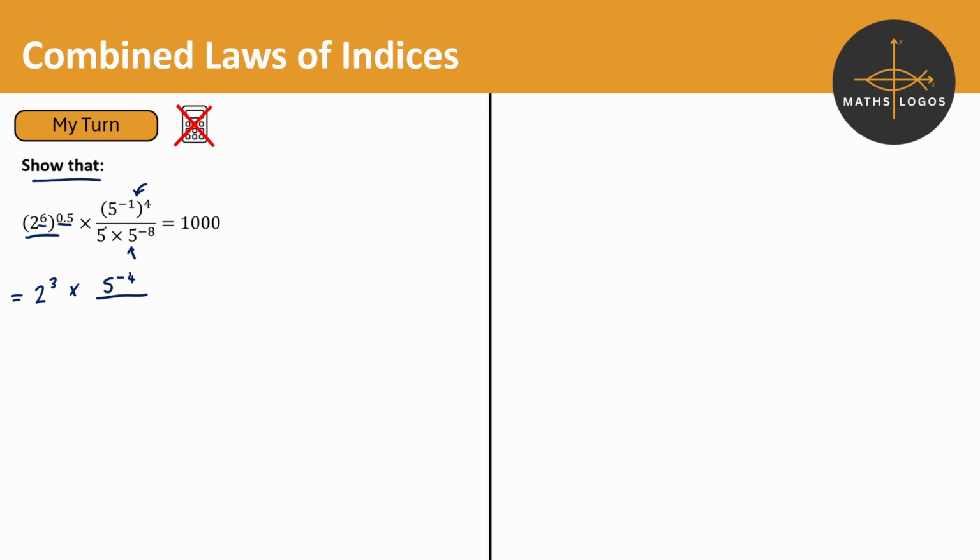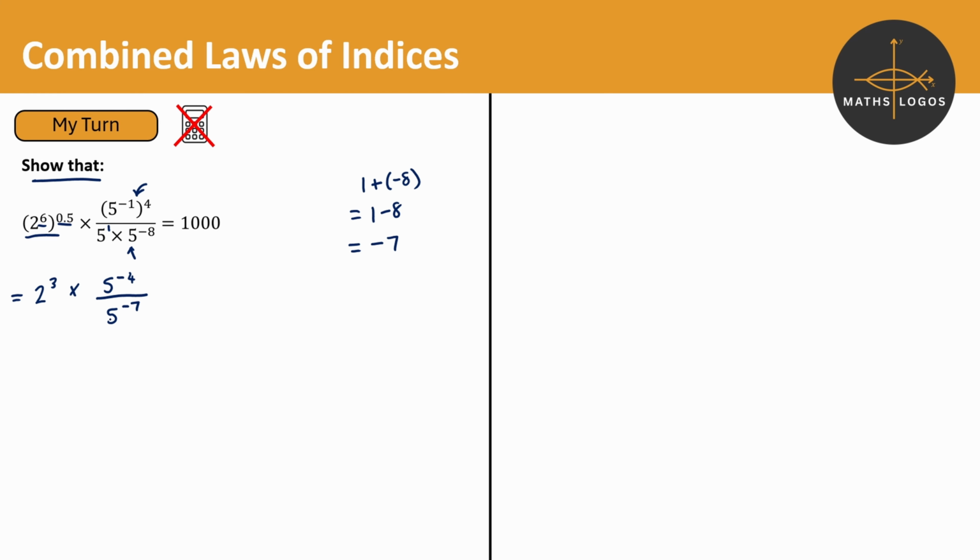And then just remember that 5 is 5 to the power of 1, and I'm multiplying it by 5 to the power of -8. And because we're multiplying, we add our indices. So I'm effectively doing 1 add -8. Well, that's just equal to 1 subtract 8, which is equal to -7. So that's what the denominator tidies up to be, 5 to the power of -7. And we want to show that this is equal to 1,000.